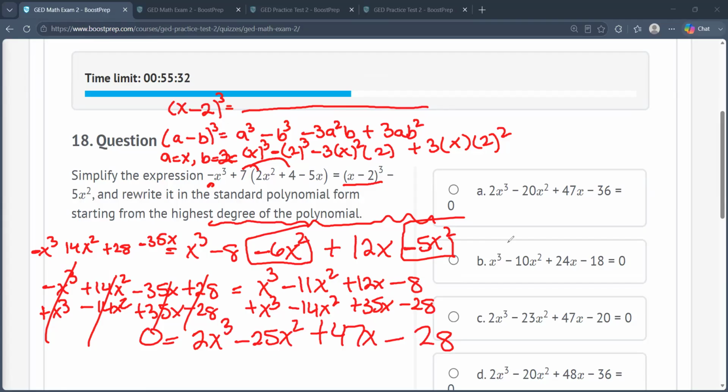Let's see, I must have made a mistake somewhere. But I know the correct answer is A. So we got the 2x cubed right, we got the 47x, and we got the negative 36. But yeah, I must have made a mistake somewhere. The correct answer is A. So if you want to redo that one, that's fine, but I do know that the correct answer is A.